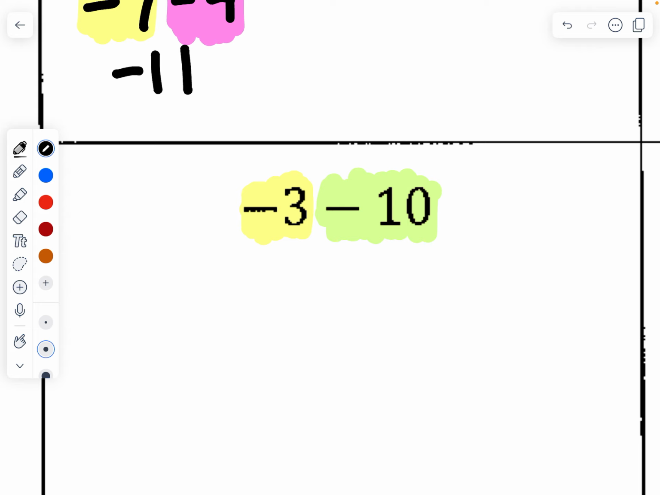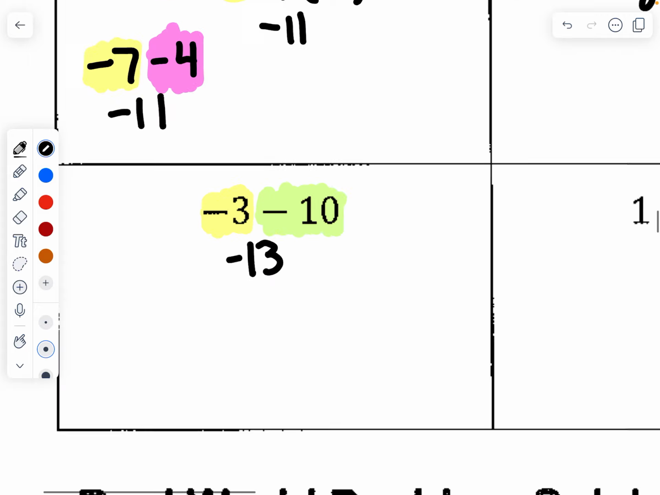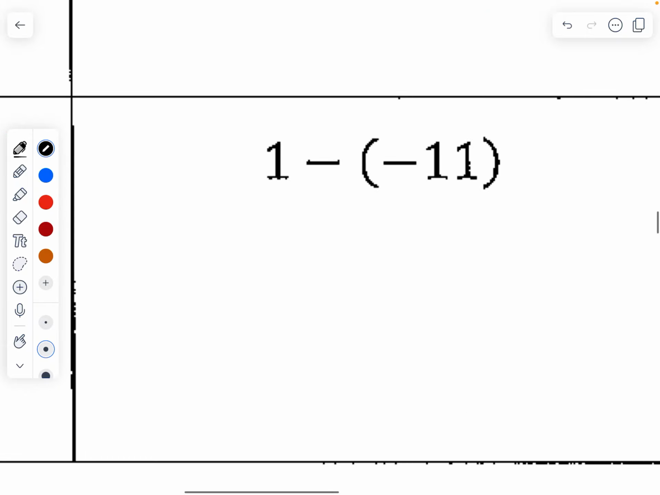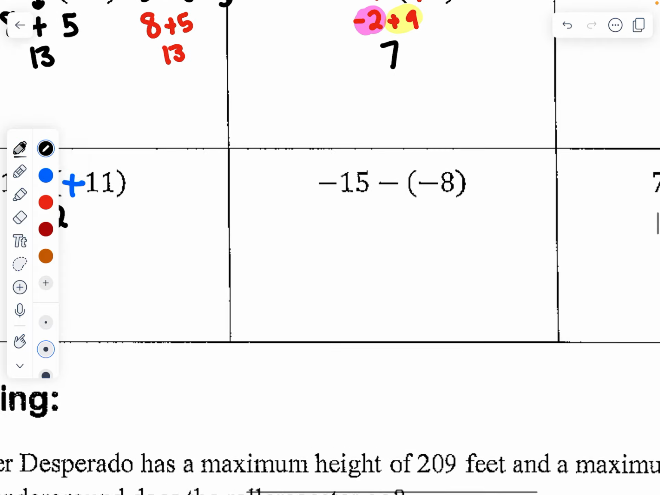So these have the same signs, and we must add them together and keep the sign of the number further from 0. 10 is further from 0. It is a negative. I can see my minus and negative are next to each other here without a number separating them. So let's go ahead and change these into pluses. Now it's nice and easy. 1 plus 11, that is 12.